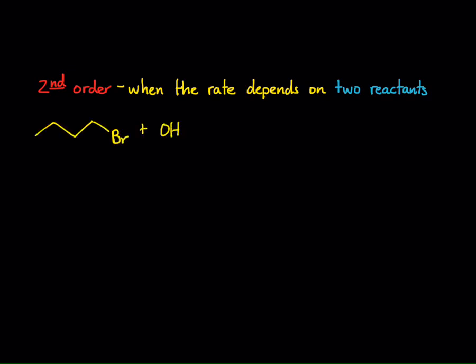Then we have a second order kinetic reaction, which is when the rate depends on two reactants. Obviously, if we had more than two, we could get a third order and a fourth order, but for our purposes, we're going to focus on first order and second order. So here I have an example where I have 1-bromobutane reacting with hydroxide. Hydroxide's a Lewis base, the nucleophile. The electrophile is the alkyl halide. I undergo a substitution reaction.